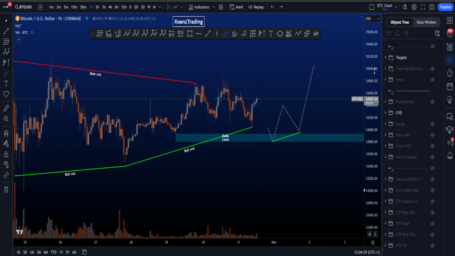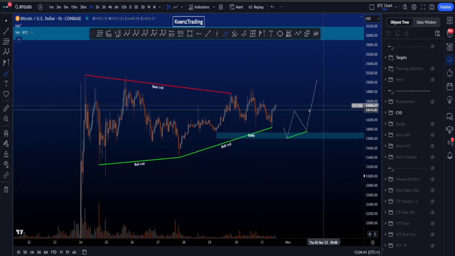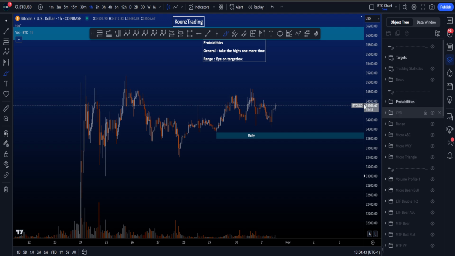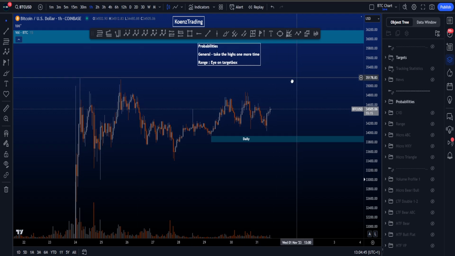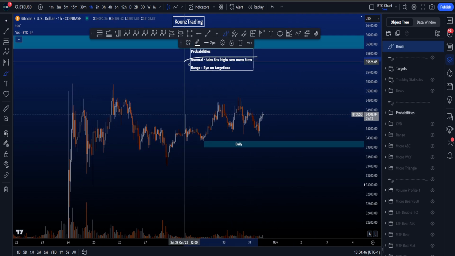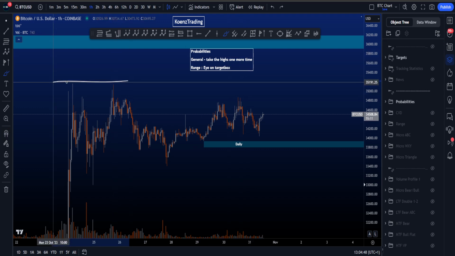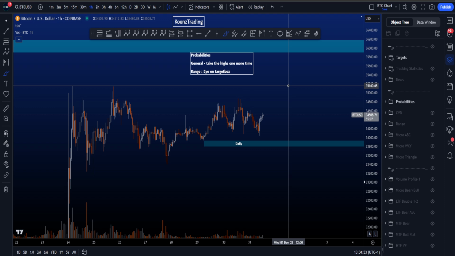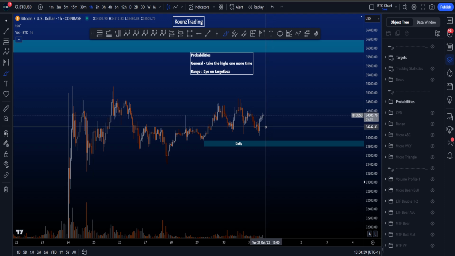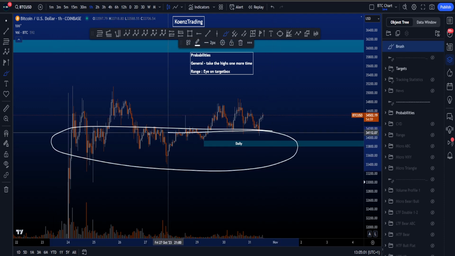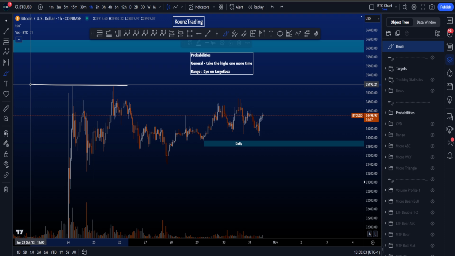If we keep pushing, that's absolutely fine, because in general, the probabilities are higher for a move to the upside. And that's also what I write over here. In general, take the highs one more time at least. Take the double top, wait to see if there's a fake out or not. Of course, if you're in any longs, make sure you have your risk management in place. We are in a range, no financial advice, but longs should be taken at the lower edge of the range, of course, and not like breakout trading.